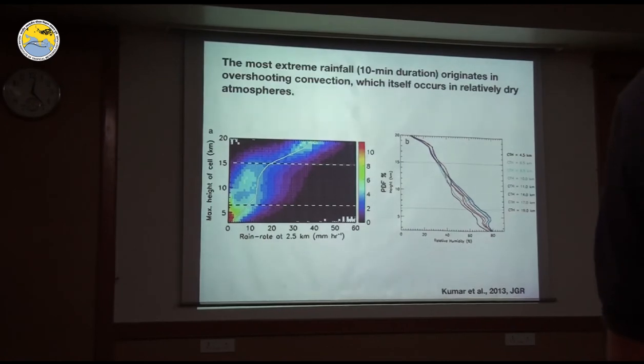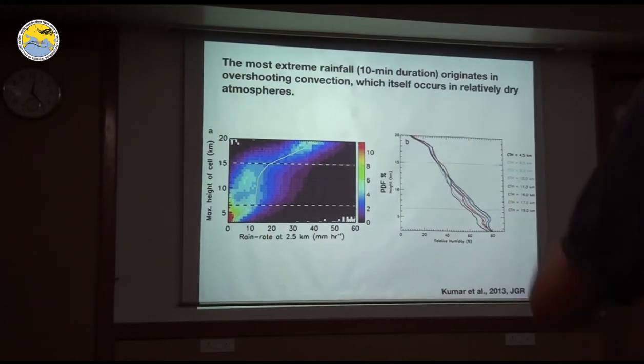But once you get very deep clouds, you get these very large rain rates, and that has to do with the fact that the vertical velocities are much stronger in those clouds. So most of that rain, even that rain, is produced in the lower parts of the clouds, because that's where all the moisture is. But it's done by having much stronger vertical velocities.